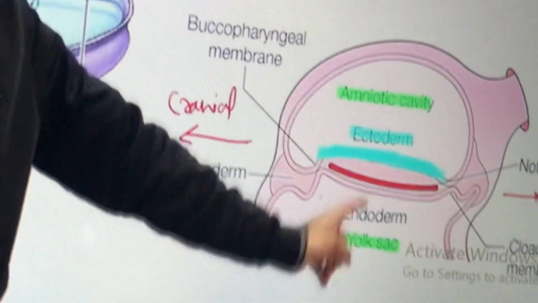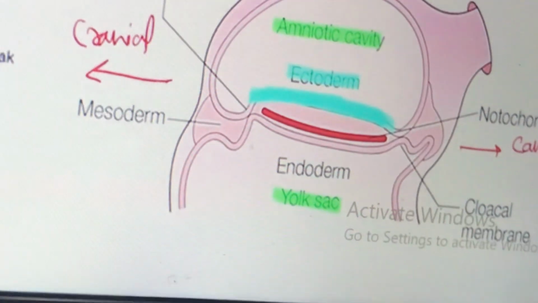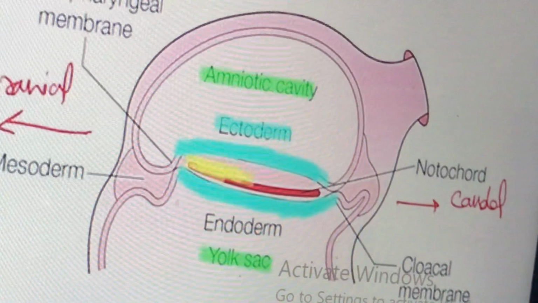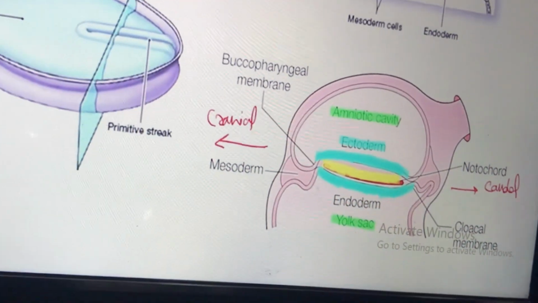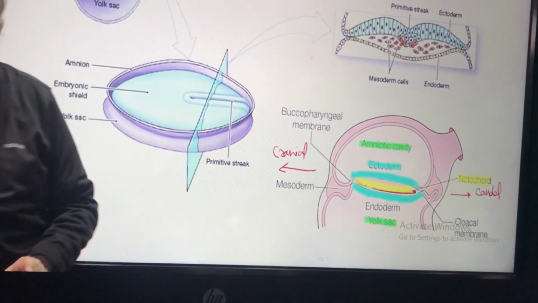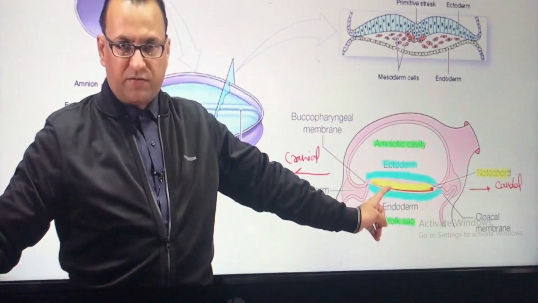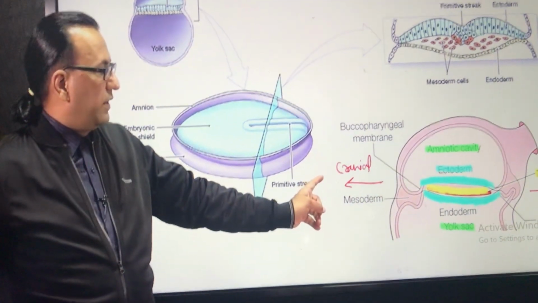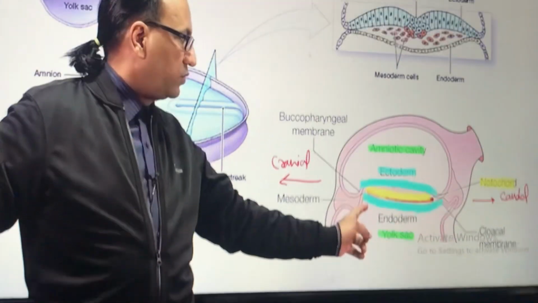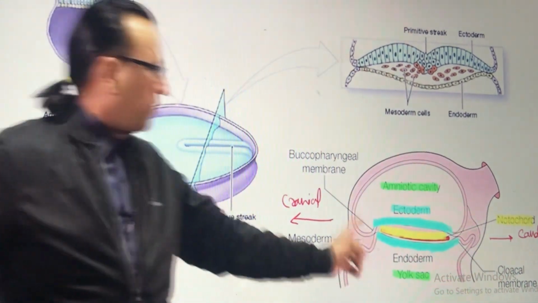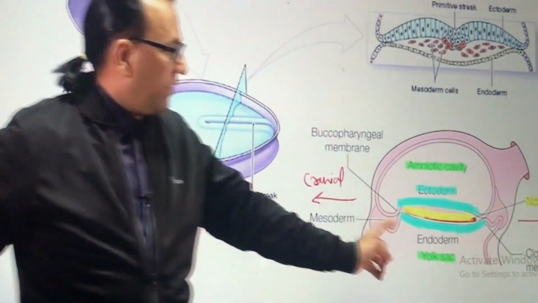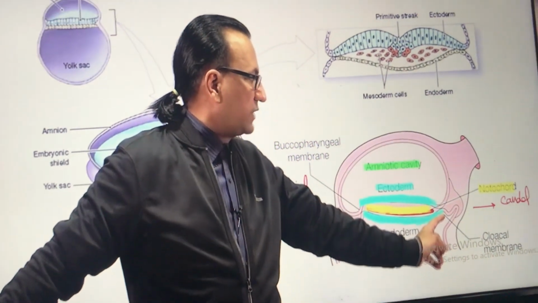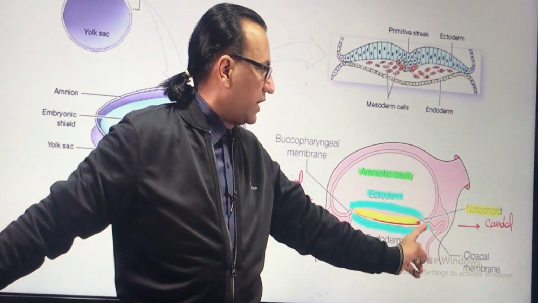On the roof of the yolk sac cavity we have the endoderm, and between the two is the middle layer, that is the mesoderm. In this diagram, the mesoderm is shown to have formed the notochord. The mesoderm gives several derivatives and one of them is the notochord. We also notice towards the cranial end of the baby, the ectoderm and endoderm have fused with no intervening mesoderm, and we call it the buccopharyngeal membrane, whereas on the caudal end, the ectoderm and endoderm have fused, forming the cloacal membrane.